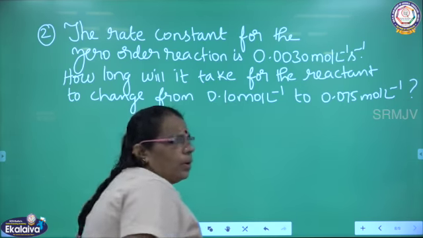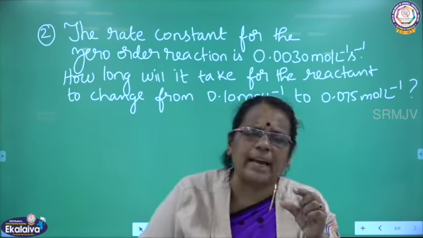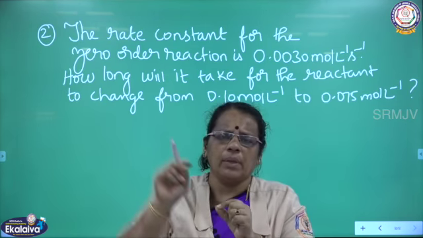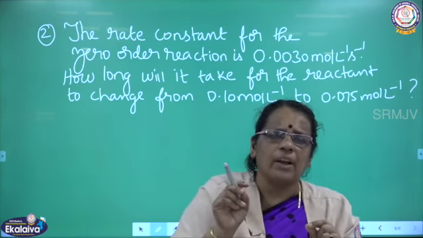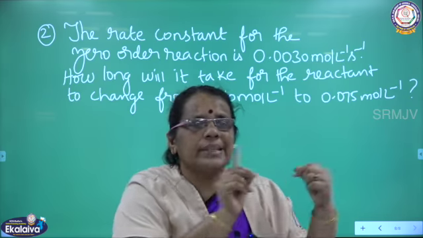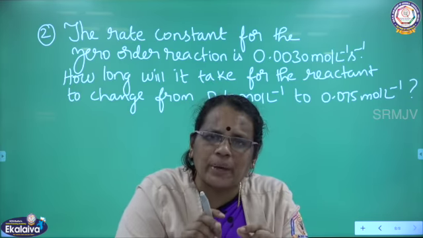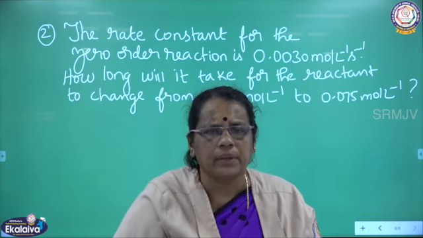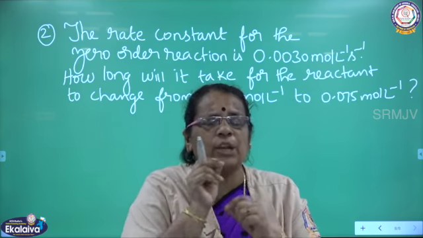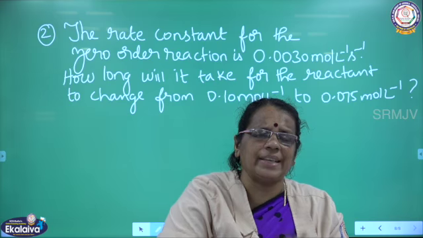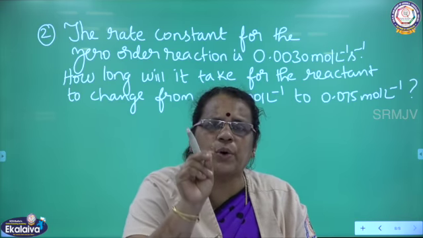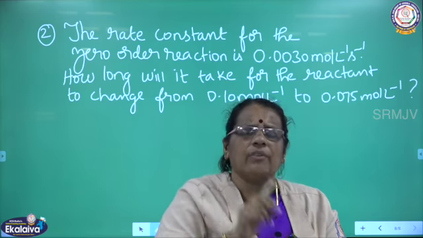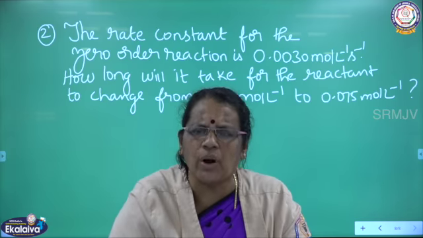So, here also we are going to calculate the time. They are asking us to find out the time for the concentration to change from 0.10 mole per liter to 0.075 mole per liter. The rate constant value also they have given, which is 0.0030 mole per liter per second. First, we will write down the given quantities.